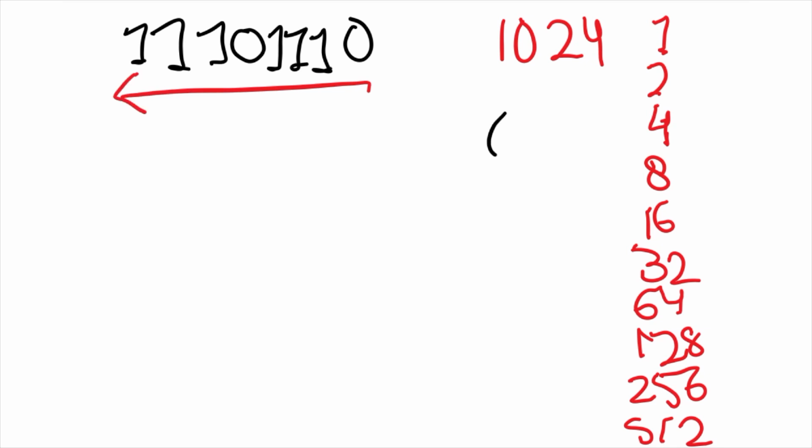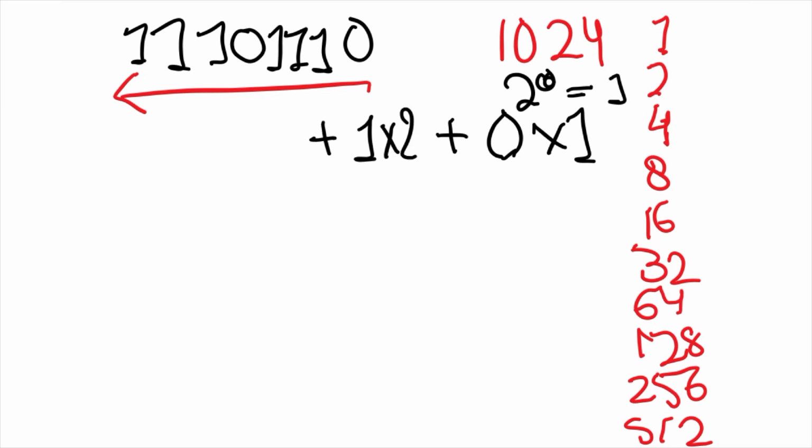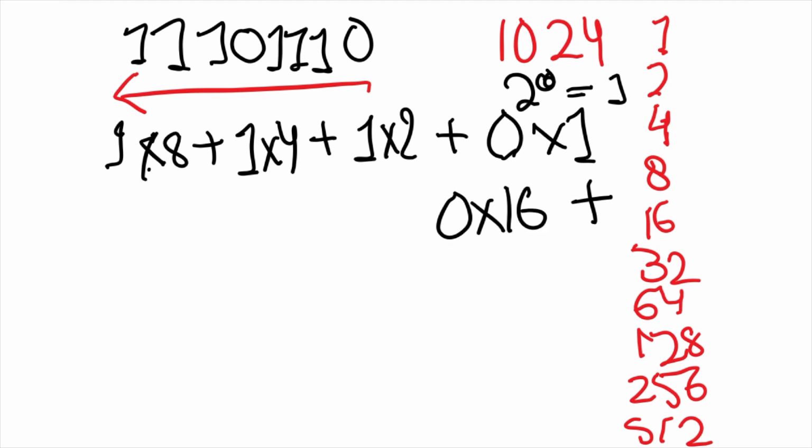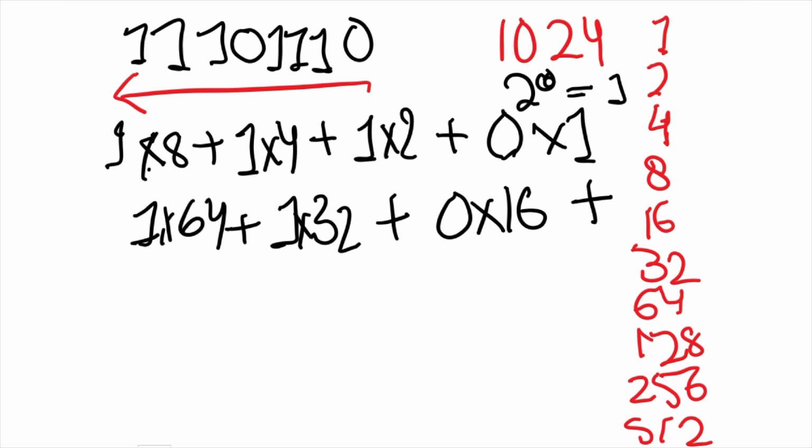So now we would have 0 times 1, because 2 to the power 0 is 1. Then we would have 1 times 2, 1 times 4, 1 times 8, plus 0 times 16, plus 1 times 32, plus 1 times 64, and plus 1 times 128.